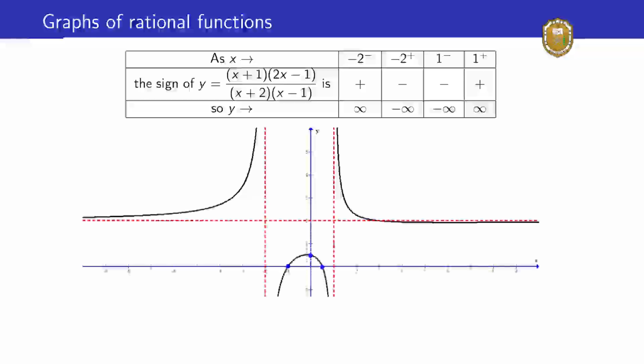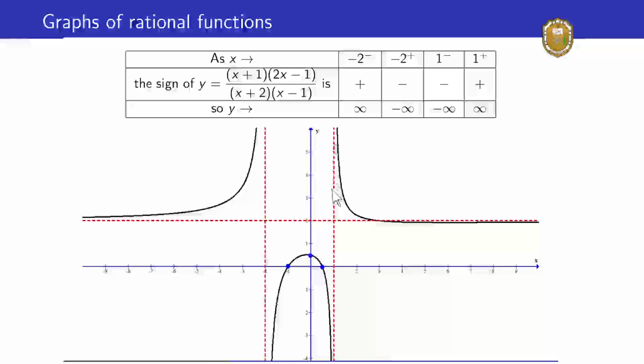First of all, you indicate the vertical asymptotes, which are here, this one and this one. Then you indicate the horizontal asymptote, which is the line y = 2. Then you put the x-intercepts, −1 and 1/2, over here. The y-intercept is also indicated over here, which is 1/2. Using this table, we know that as you go to −2 from the left, y goes to plus infinity. So we have this portion of the graph here.